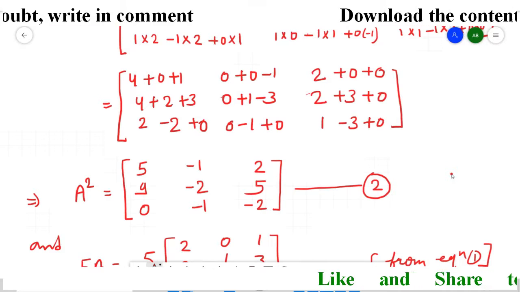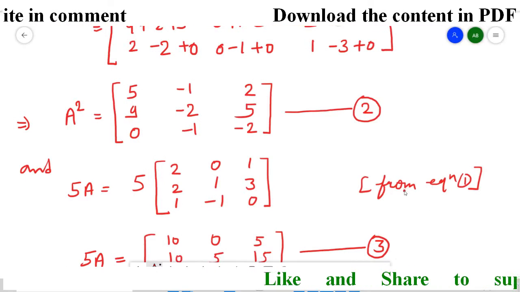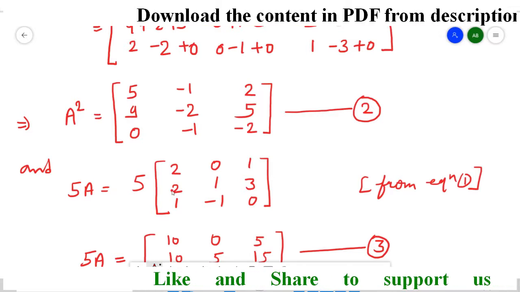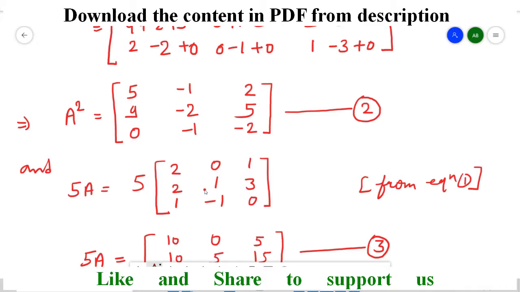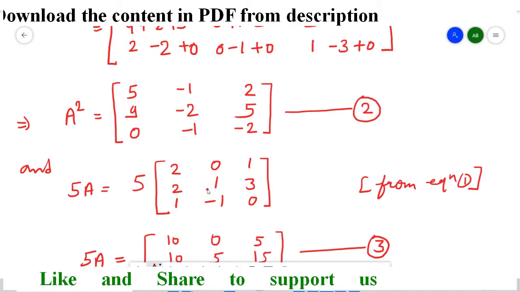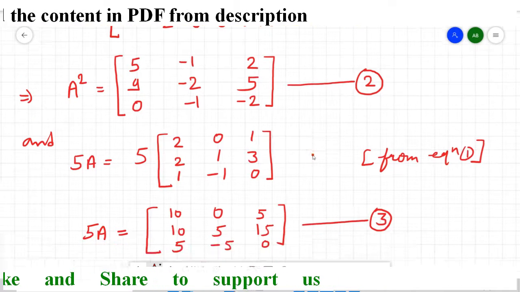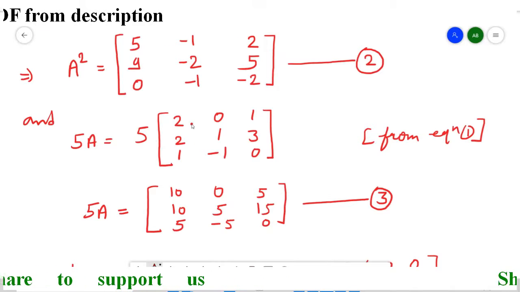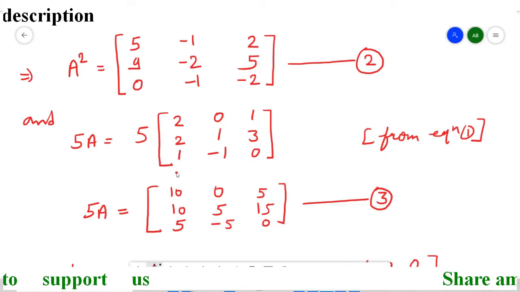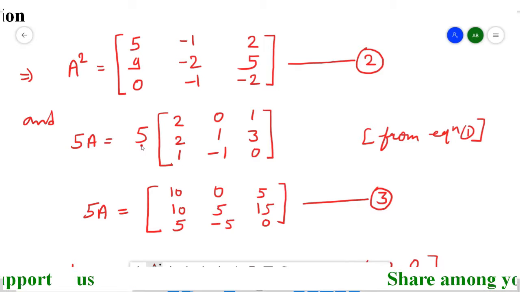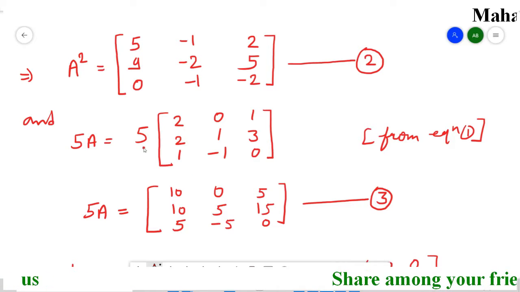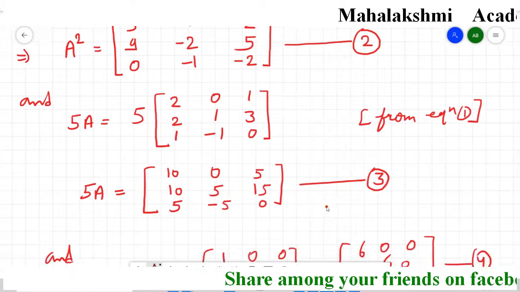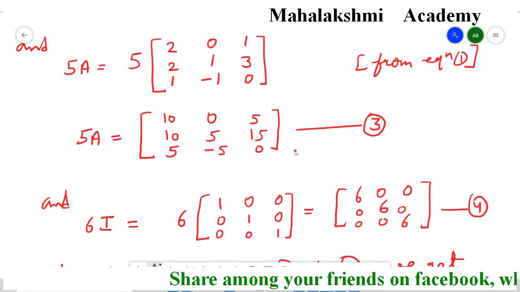Then the second term which we need for calculating the required value is 5A. 5A means 5 multiplied by A, which is a matrix. From equation 1 I replace the matrix here, and to multiply a number by the matrix, this number will go inside and multiply all the elements. So 5 2s are 10, then 5 2s are 10, and then 5 1s are 5. So this 5 went inside and got multiplied by all the elements of the matrix. That I assumed as equation 3.